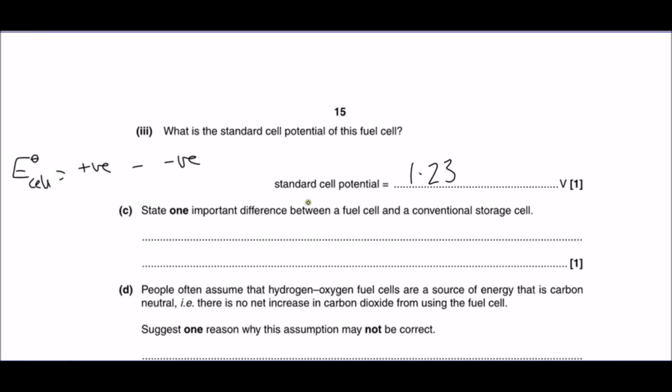Then we've got one important difference between a fuel cell and a conventional storage cell. Remember, a conventional storage cell is basically a battery, I should think of it. And what we say is fuel cells react a fuel with oxygen to make electrical energy.